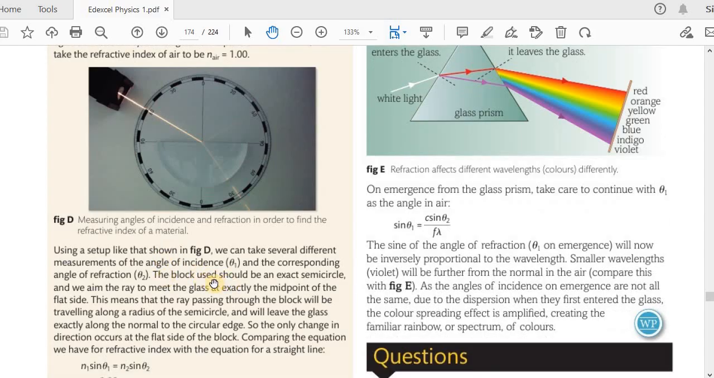The block used should be an exact semicircle. So you can see here, semicircle. Now later we will learn about total internal reflection also, and why we are using a semicircle. You will see the block used should be an exact semicircle. Semicircle means half of a circle. See, half of a circle.